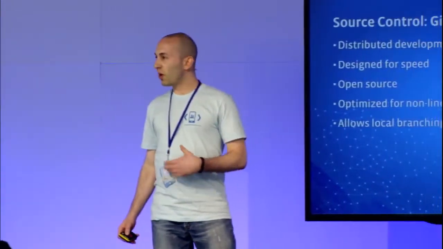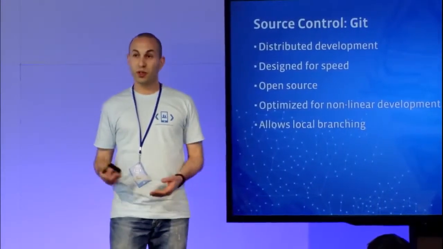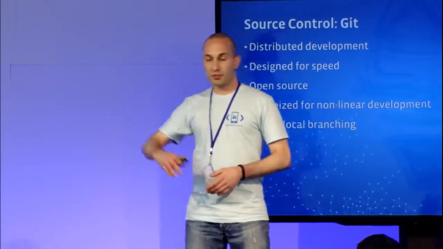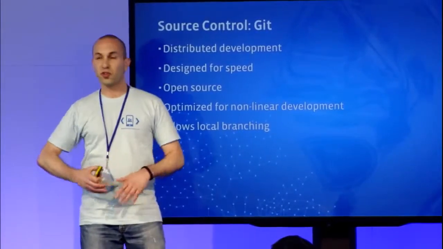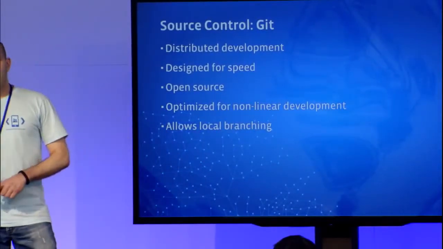Now, I get asked a lot, what source control system does Facebook use? And if you haven't heard this already, we use Git. And Git was designed for Linux, which has thousands of distributed engineers, and I don't know how much source code, but tons of source code. So it's designed to be very fast.